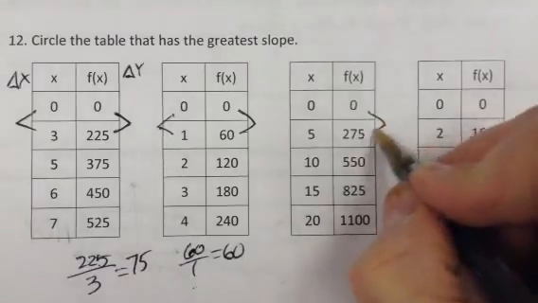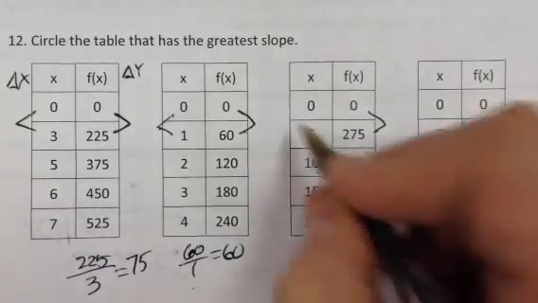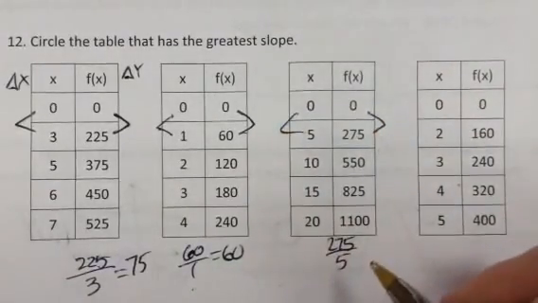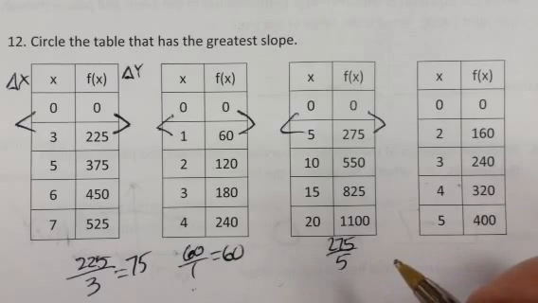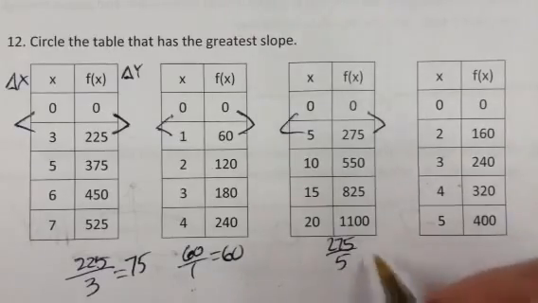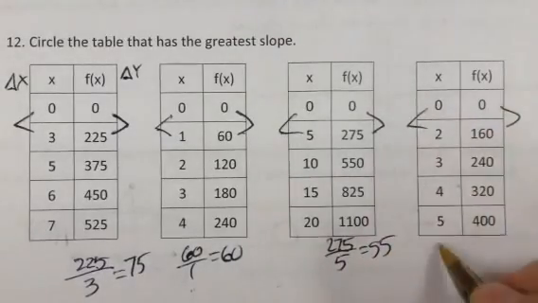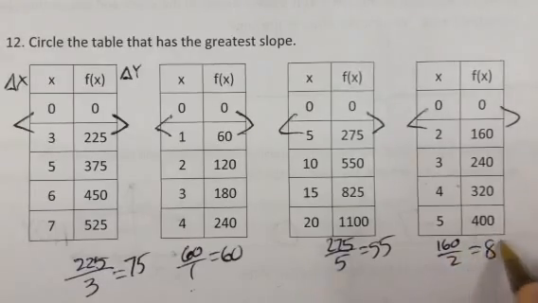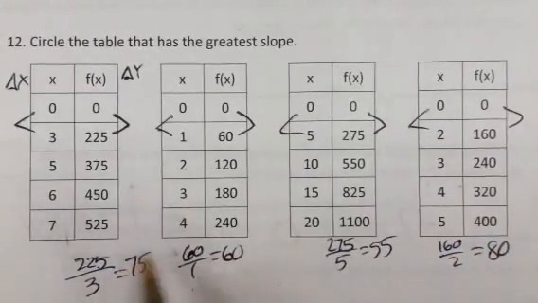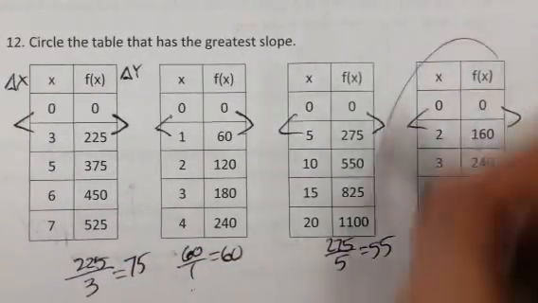This changes by 275 over 5. 275 over 5 is what? 275 divided by 5 is what? 55? And this is 160 over 2, which is 80. Which one has the biggest number? 75, 60, 55, 80? How about we go with 80?